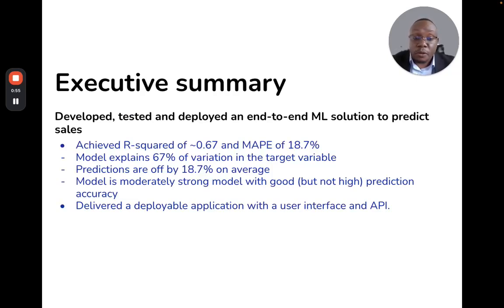So I have been able to develop and deploy an end-to-end machine learning solution that you could use to forecast sales. The model delivered an R squared, the coefficient of determination, of 67%, and a mean absolute percentage error of 18.7%, which means that the model can explain 67% of the variation in the target variable, and the predictions are off by 18.7% on average, which suggests that our model is quite good, not very strong, but good, and can be used really for this particular case, which is sales forecasting.